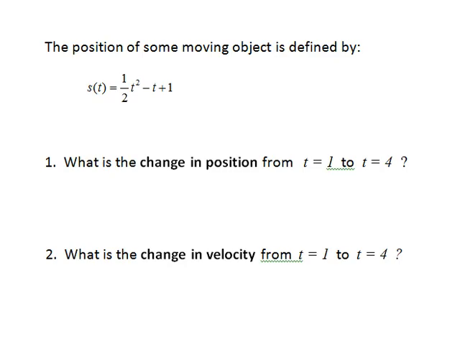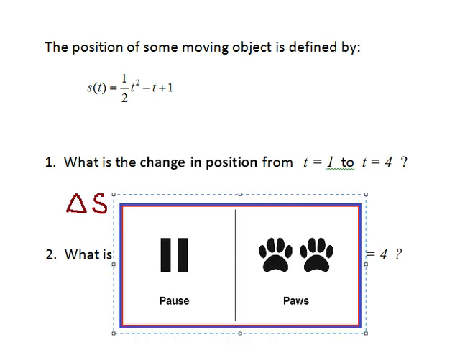The problems from this worksheet all ask about the change of a particular function, either a change in position or a change in velocity. This is also commonly known as displacement. For these two problems, you are given a position function called s of t. And number one, you are to find the change in position of s, which you might also call delta s, from t equals 1 to t equals 4. Please pause the video now and take a moment to come up with an answer.